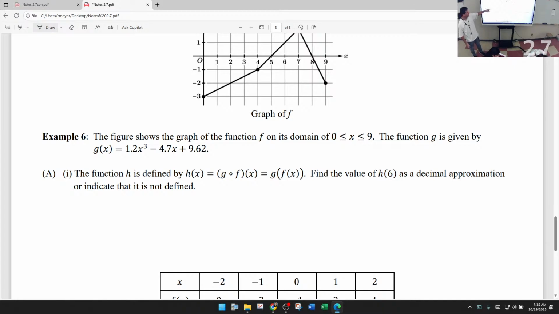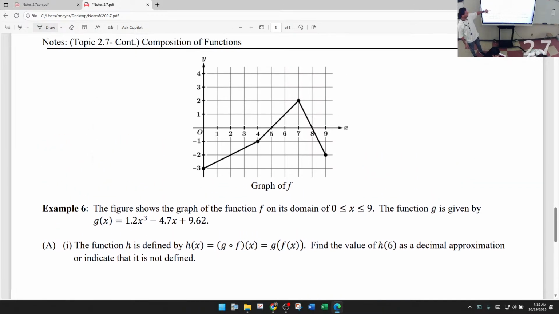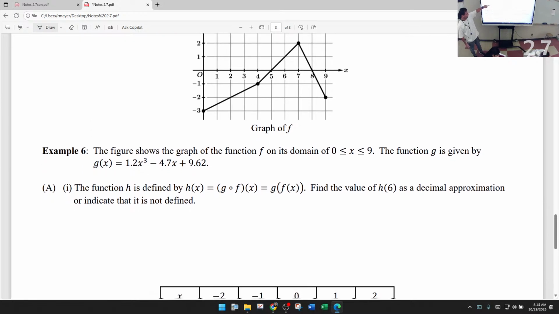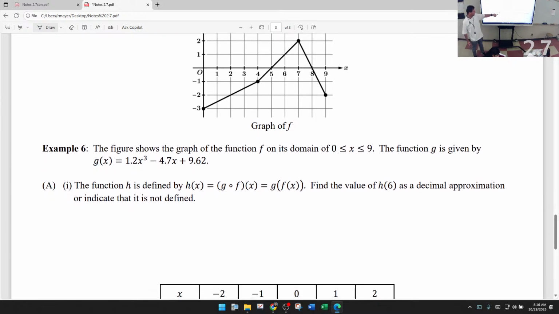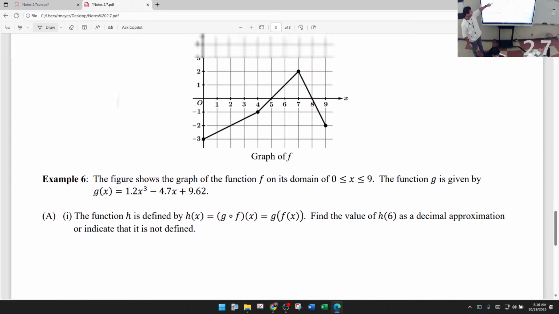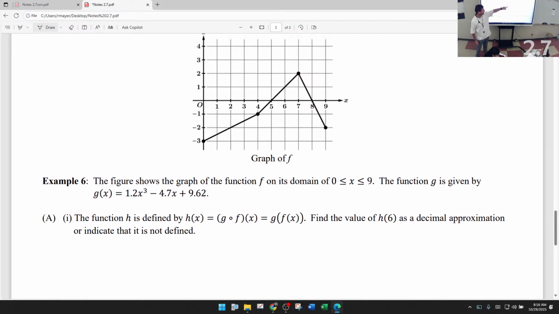So h of 6. Find the value of h of 6. h of 6 is g of f, so I got to go to f first. f of 6 is 1. And so then I got to plug 1 into that function. And that becomes a little finger exercise.